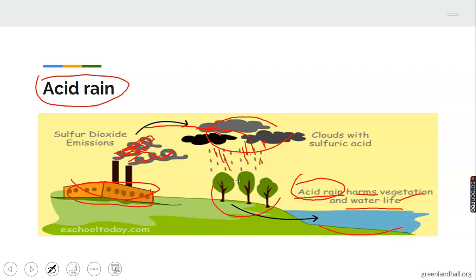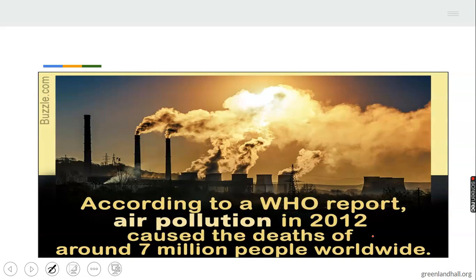You can see now that air pollution has a lot of negative effects that we cannot even think and imagine. Can you imagine that air pollution can even affect water and affect vegetation? But you can see now that the fumes coming out of these industries, which are toxic and poisonous, are mixing with the cloud, and it becomes sulfuric, and then it brings out acid rain, which affects vegetation and water life. Now I have another picture here. It says, according to a WHO report, air pollution in 2012 caused the death of around 7 million people worldwide. Can you see now? So those are the effects, which is death.